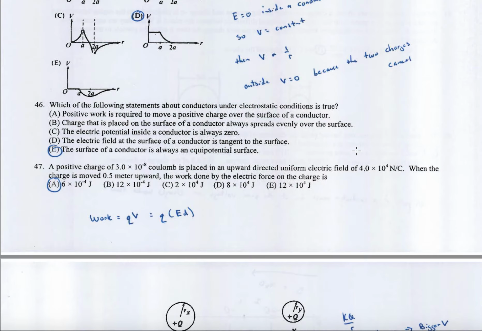Otherwise, there would be the flowing of charge, and that's what this means under electrostatic conditions, meaning all the charges have already got to equilibrium.